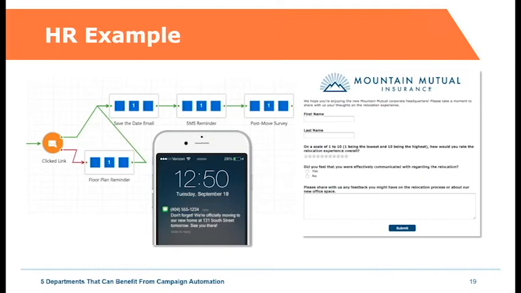HR also needs to communicate changes over time. Maybe you've moved to a new office, or you want to make sure everyone is receiving communication at the same time. You can use ClickDimensions campaign automation to help achieve that, which we see in the next example.